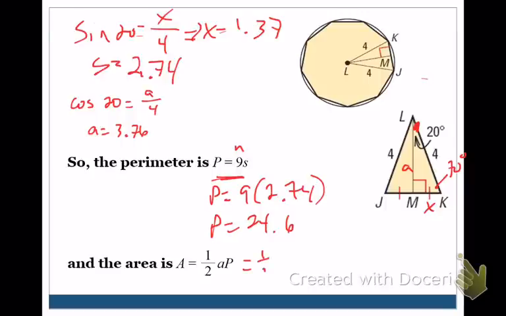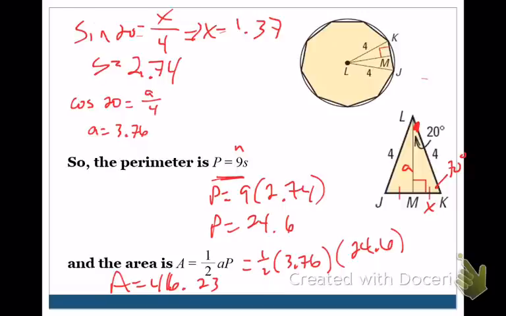So, find the area. We take 1/2 times 3.76 times 24.6 as the perimeter. Okay? And the area turns into 46.23 units squared. Okay? So sometimes you're going to have to use sine, cosine, and tangent.